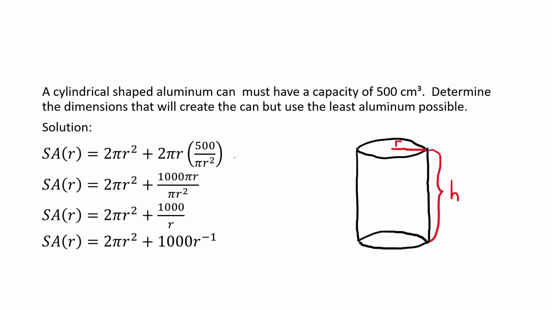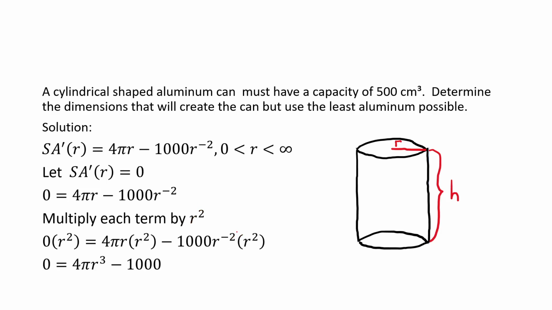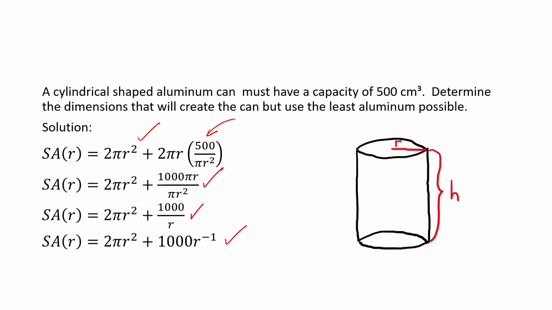So the surface area as a function of r is really 2 pi r squared plus 2 pi r times 500 over pi r squared. And multiplying, we get 1,000 pi r over pi r squared as that second fraction. We can simplify that a bit by dividing numerator and denominator by each of pi and r. That gets us to 1,000 over r, which is the same as 1,000 r to the negative 1. So our surface area formula is shown at the bottom, and we can determine that derivative pretty simply using the power rule: 4 pi r minus 1,000 r to the exponent negative 2.